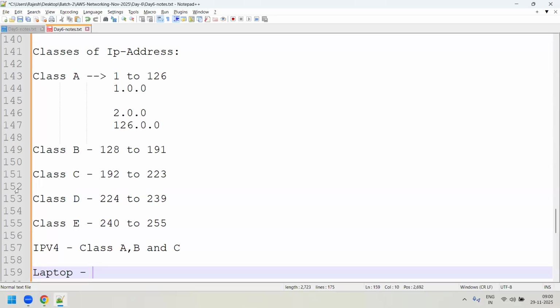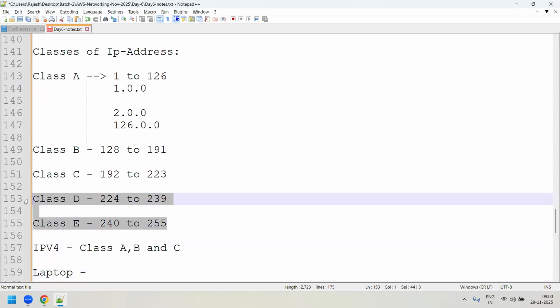Because these class D and class E IP addresses are used for special purposes actually. Organizations like ISRO, DRDO, NASA use these IP addresses for their own requirement, for multicasting purposes. That's what they have been reserved for. All your defense organizations and research organizations use these class D and class E addresses. Am I clear, sir?